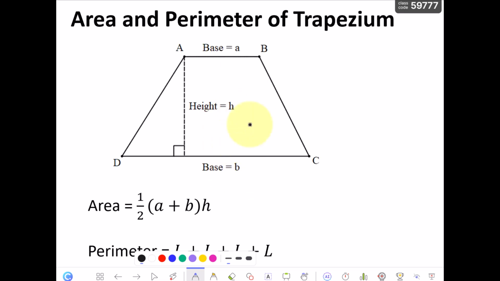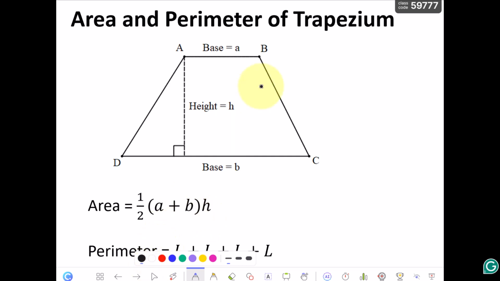Then for a trapezium, the trapezium has two bases. One is at the bottom, one is at the top. So the formula is similar to that of a triangle, which is half. Then you add the two bases now, which is A for the top, B for the bottom. That is half A plus B times height. So that is the area of a trapezium, half A plus B times height.